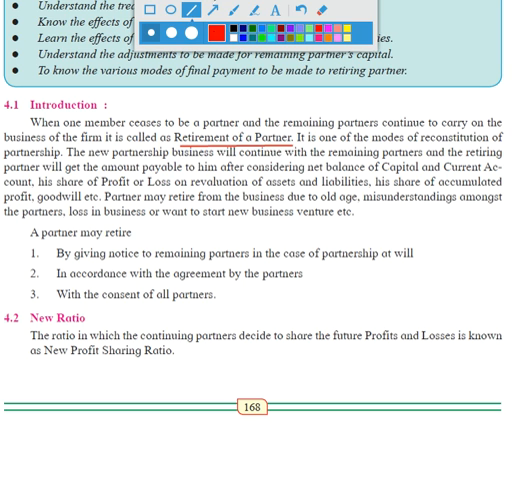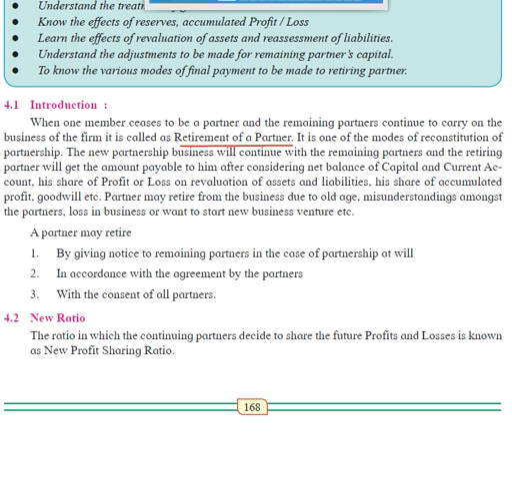That is called the retirement of a partner, and it is one of the modes of reconstitution of partnership. The partnership business will continue with the remaining partners, and the retiring partner will get the amount payable to him after considering the net balance of capital and current account, his share of profit or loss on revaluation of assets and liabilities, his share of accumulated profit, goodwill account, etc.